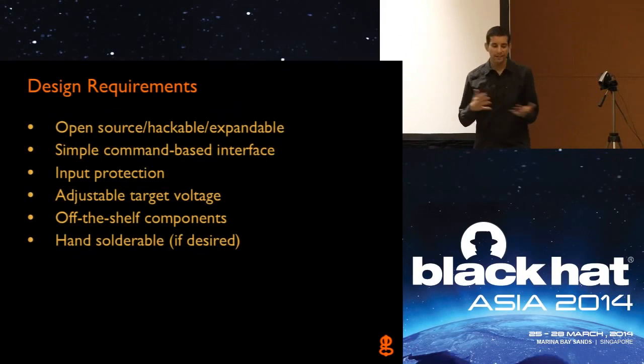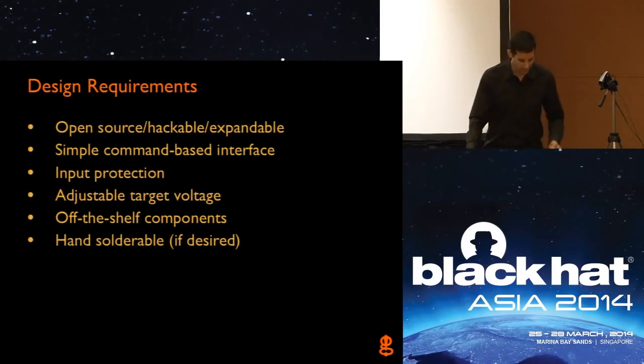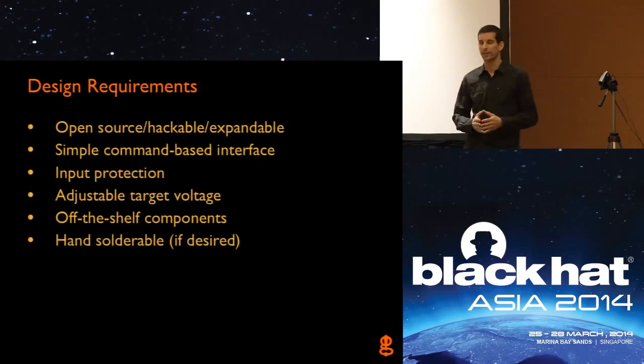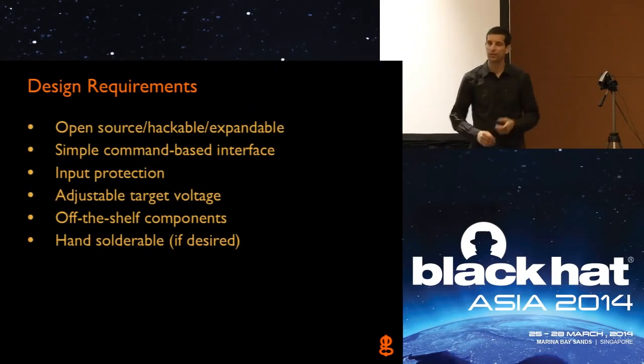Adjustable target voltage. Lots of different systems have different system voltage levels. So things like, say, the DEF CON badge that I have here that I'll show a demo of, that runs on a CR2032, a 3-volt lithium coin cell. So that's a 3-volt system. Mobile phones maybe are 2.6 volts or 1.8 volts. Maybe they're getting even lower now.